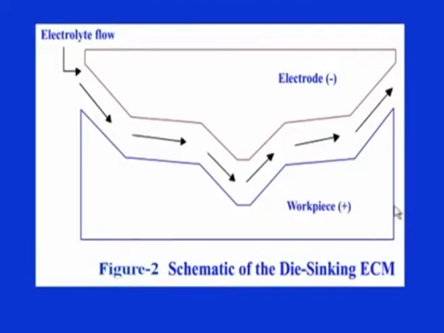Some uses and variants of ECM, say die sinking and deburring, have been shown in the following figures. This is a schematic of the die sinking process, where this is the die, or you can say the cathode, and this is the anode, and this anode will take the shape of this die after the electrochemical machining process. So, this can be used later on as the die for some other fabrication process.